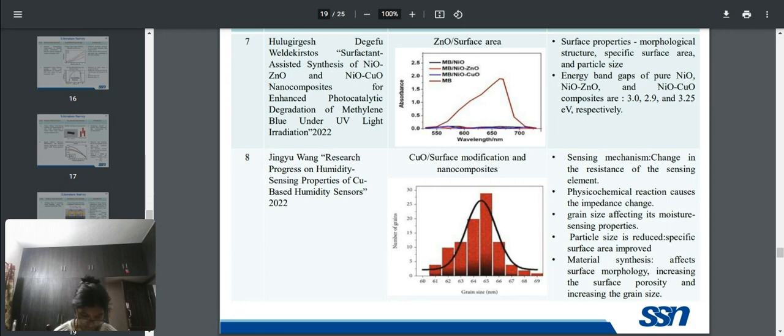In paper number 8, humidity sensing properties of copper-based humidity sensors, the change in resistance of sensing materials is used to calculate the relative humidity in the surroundings. Electrochemical reaction causes the impedance change, and the grain size affects the moisture sensing properties. If the particle size is reduced, then the specific surface area is improved, which means increased efficiency.